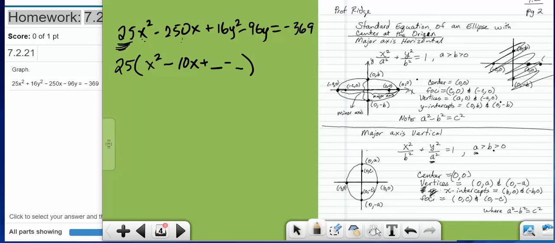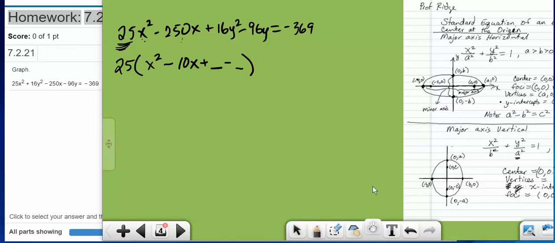Let me move this over for a little bit. And now we're going to do the y term. You're going to factor out the 16, y squared minus 6y. 96 divided by 16 is 6. Then plus blank minus blank, then equals the negative 369.